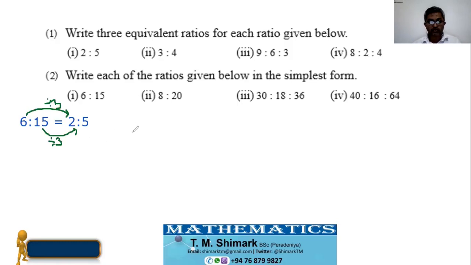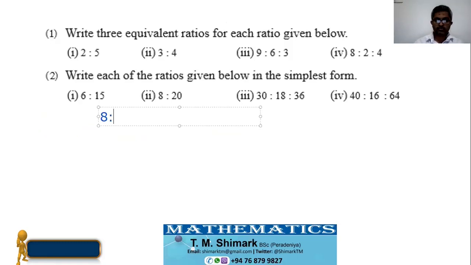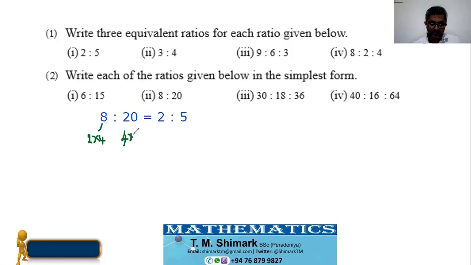If they ask you to give equivalent ratios, I can give anything. 8 is to 20 equals 2 is to 5. Yes, someone is saying this one. Can you agree? All will agree with this, or do you have any doubts? No, sir, no doubts. You can see that in this 8, 4 is in common. 8 can be thought of as 2 into 4, and this can be thought of as 4 into 5. So this 4 is common in those.